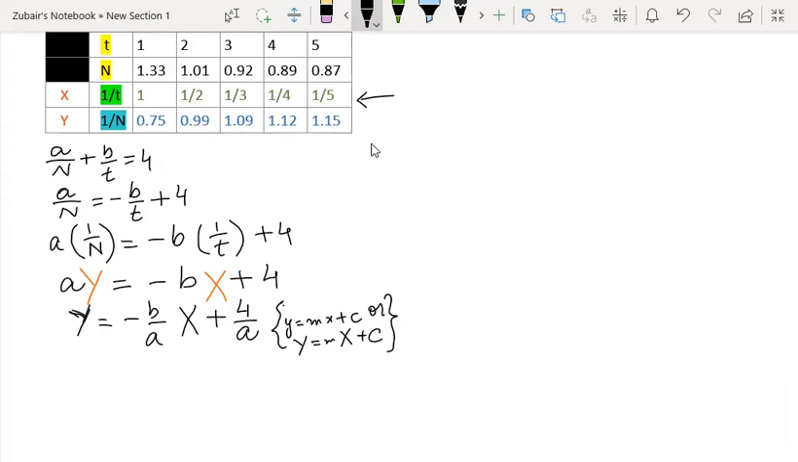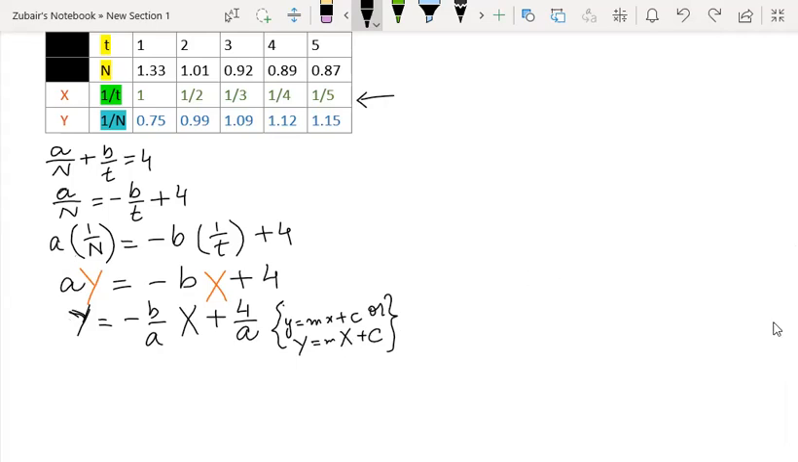Okay, now what is next? Here, this is very clear that y is equal to 1 upon n and x is equal to 1 upon t. On the basis of this, this table is shown here. Okay. So now what we need to do, I think now we should plot the graph.